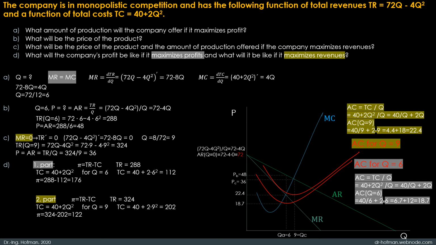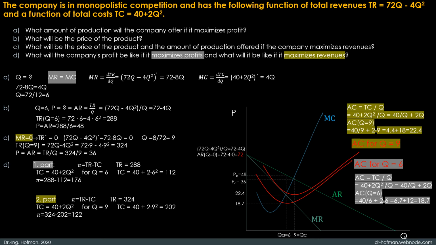You know that price equals average revenue from theory. Average revenue is given like total revenue over Q. We know total revenue for the point 9 is 324. We know quantity 9. If we divide these numbers, we get 36 as the price in that point. What will the company's profit be if it maximizes profits, and what will it be if it maximizes revenues? I will use my numbers.